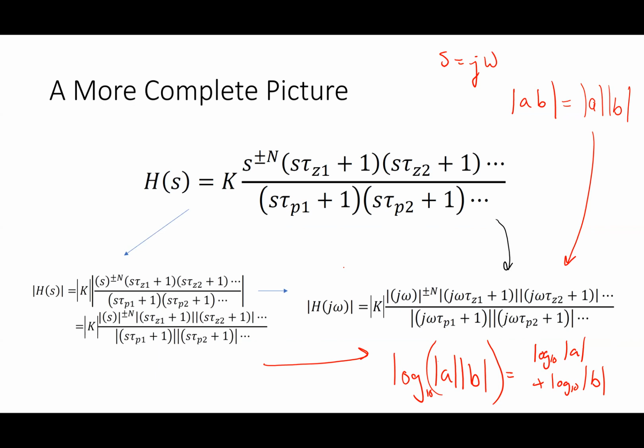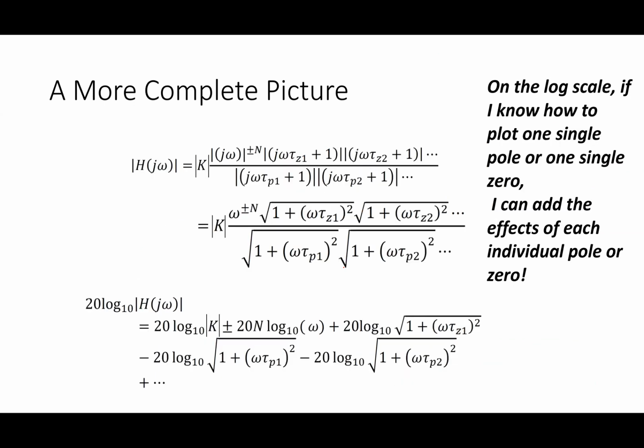So what that said basically was, if I take this whole thing and take the magnitude of it and then take the log of that whole thing, all of these individual components are additive, right? So basically what it means is if I know how to approach a pole and I know how to approach a zero, I can look at each one individually and then add them up, right? So I don't have to look at the whole thing all at once. I can add them up.